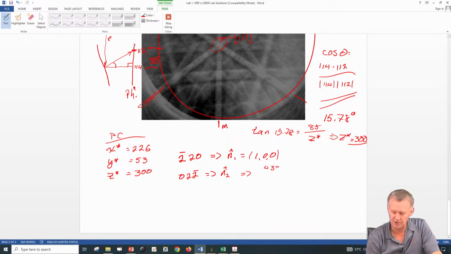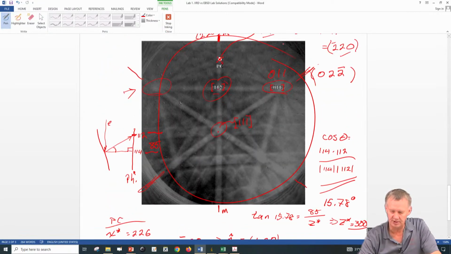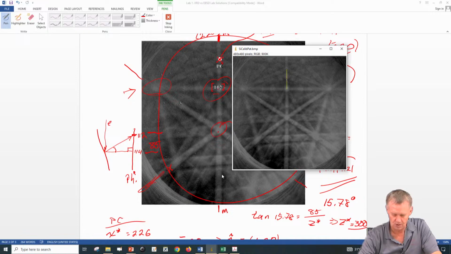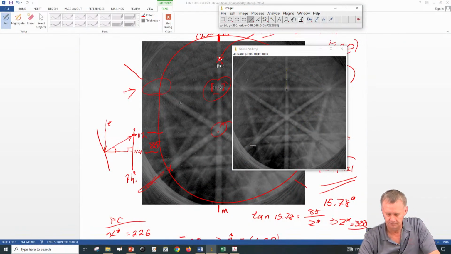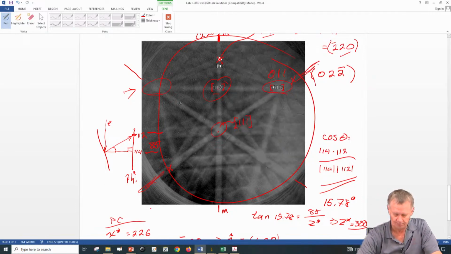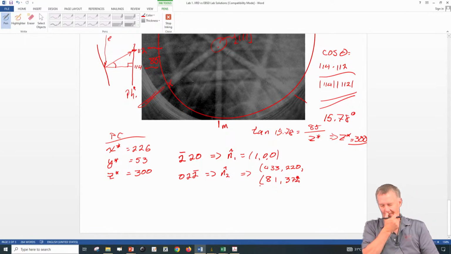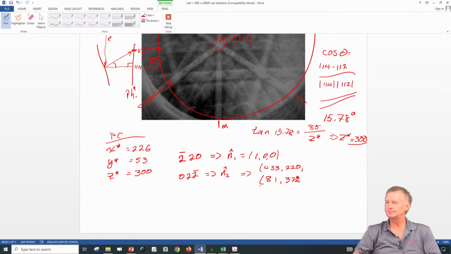So 433, is that what I said? X, 220. So that's X and Y. And then, so that's one point on the end and a point on the other end. So that's like taking a point right there. Now we're going to take a point right here. Let's go measure that. Put my cursor there. It's now telling me 81 and 372, right? Okay, so that's the XY points in that frame.